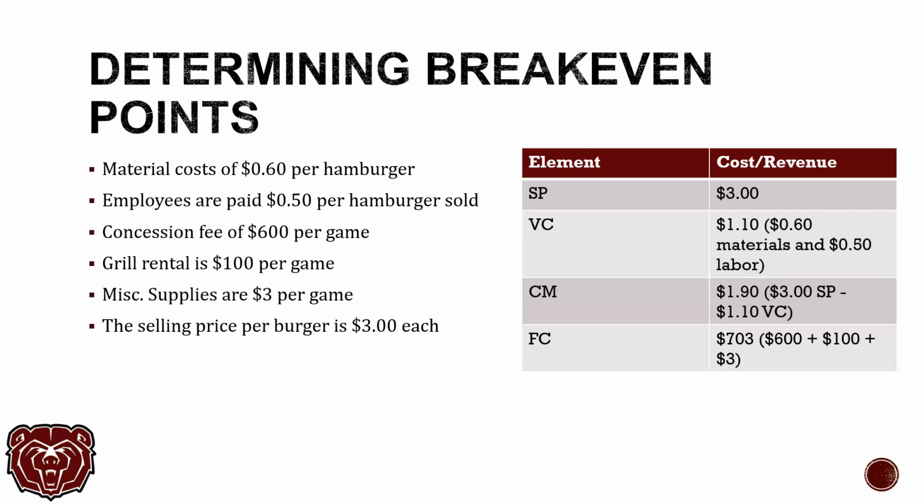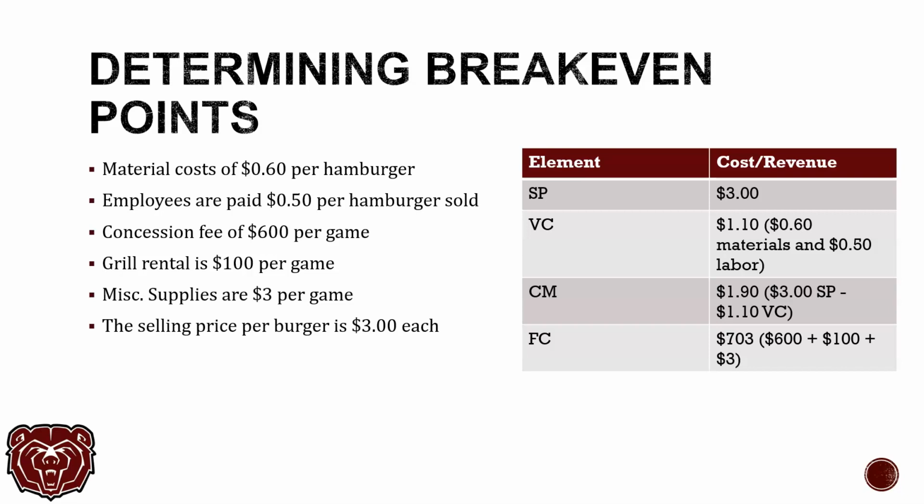So we can see that the material costs of our hamburger are 60 cents per hamburger. Instead of paying our employees a salary, we simply pay them 50 cents for every hamburger they sell. The university charges us a $600 flat fee per game to set up a concession stand. We have to rent the grill every game, and that's $100 per game. Again, that's a fixed cost. Our miscellaneous supplies we've estimated are $3 per game. These are things like plates, napkins, ketchup packets, that kind of stuff.